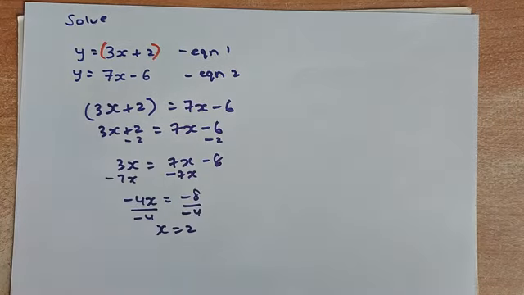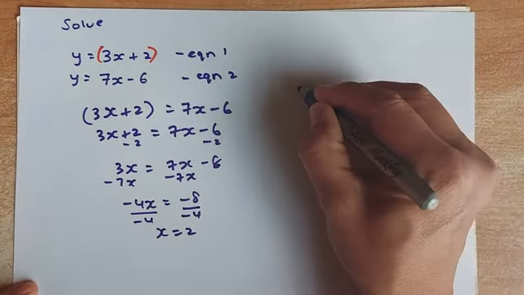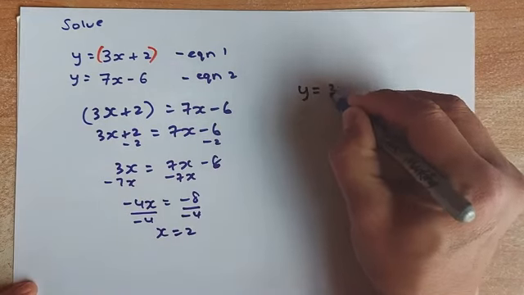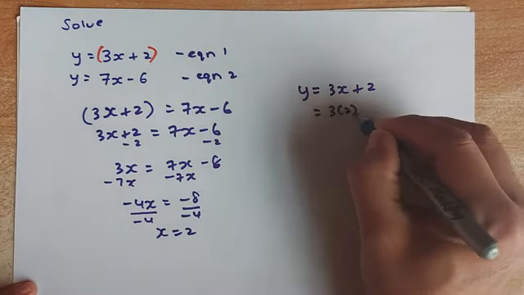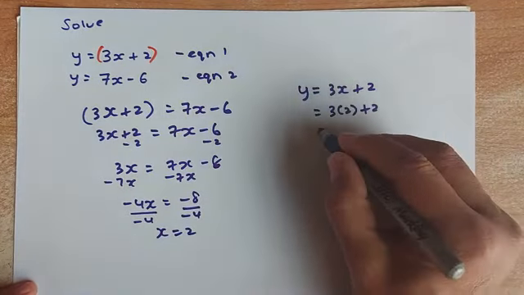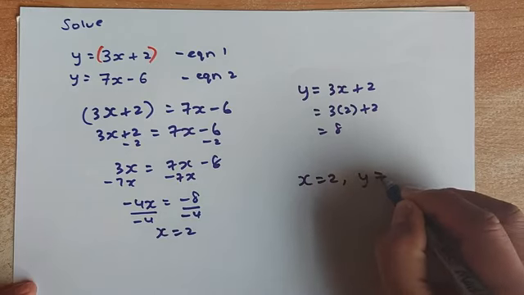Again, that's not good enough because you need to find your y. We're going to continue here. So if x is 2, for y, we substitute in equation 1, y equals 3x plus 2. When x is 2, so 3 times 2 plus 2, and the answer is going to be 8. Your final answer: x equals 2, y equals 8.